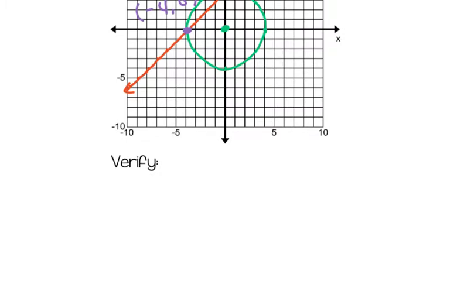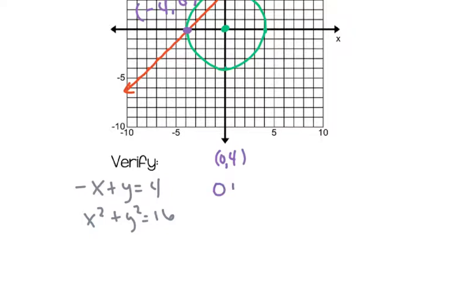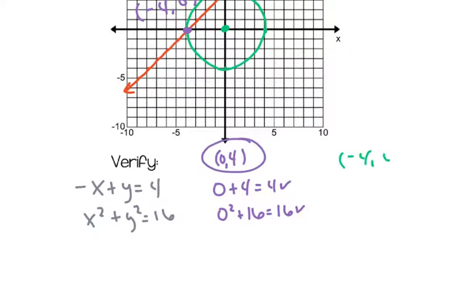So when I verify, I'm going to first write down my equations. So negative x plus y equals 4, and x squared plus y squared equals 16. And I'm going to try my first point. So 0, 4. So negative 0 plus 4 equals 4, check. And 0 squared plus 4 squared equals 16, check. So that is true. Then I'm going to try my second point, negative 4, 0.